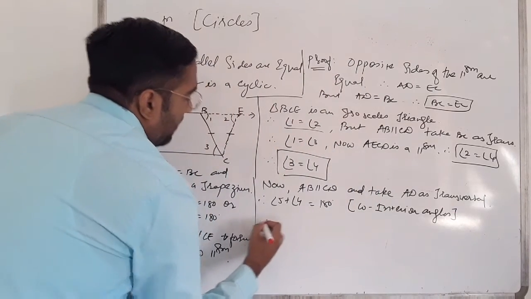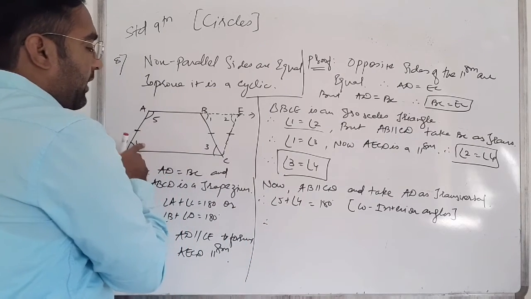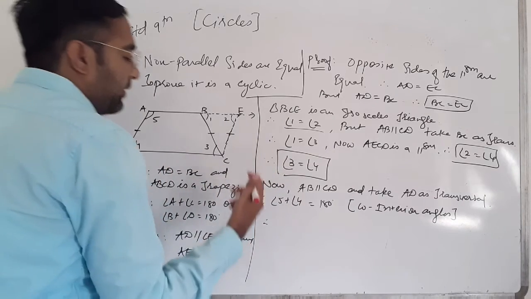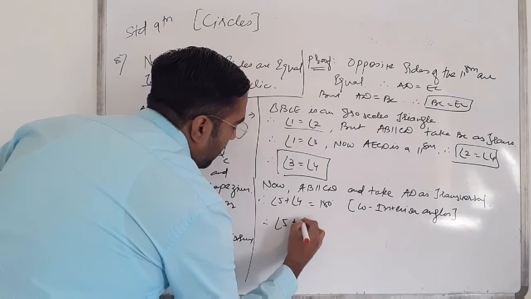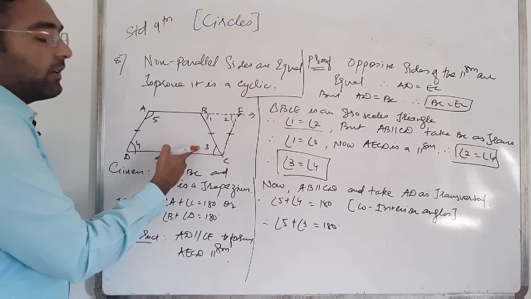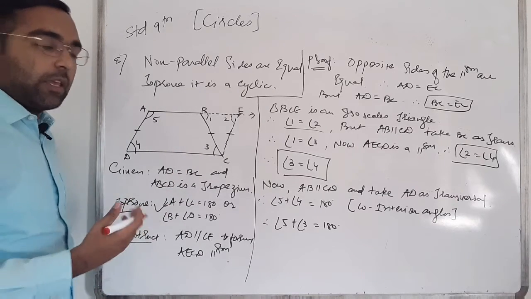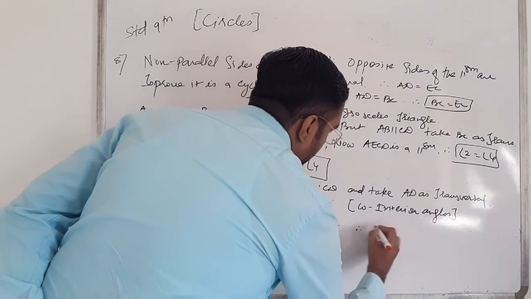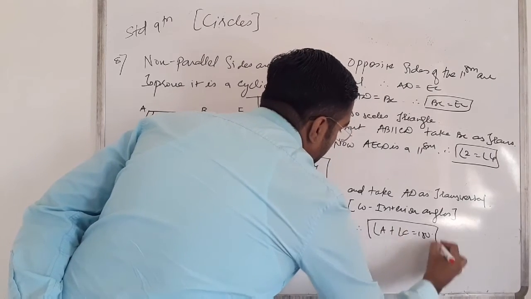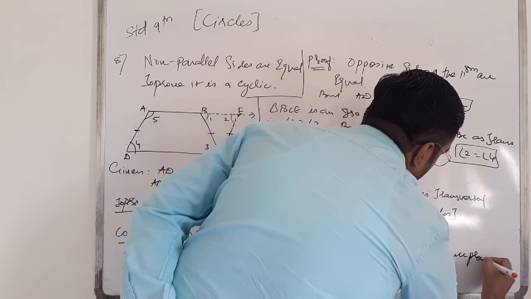Therefore, 3 is equal to 4, so I'll replace angle 4 with angle 3, so angle 5 plus angle 3 is equal to 180 degrees, and angle 5 is angle A and angle 3 is angle C. So we are proving that angle A plus angle C is equal to 180 degrees, hence proved. Clear that?